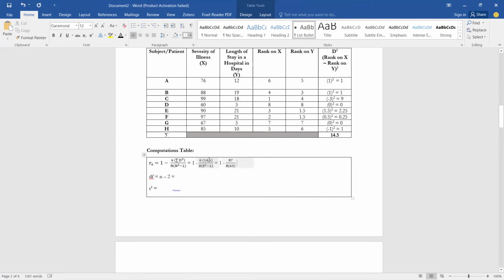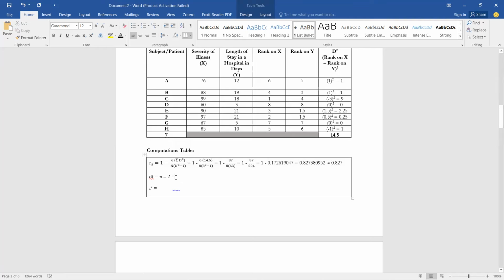So yan we got 14.5 because ito yung sum of d squared. 6 is already a constant in the formula. So we just copied it. N is 8 because we have 8 patients in the sample. So yan. So, ituloy-tuloy natin siya and we will get something like this. So let me add 1 minus there. RS, the correlation coefficient for this problem is 0.827. Once again, that's quite high. That's a strong positive correlation once again.